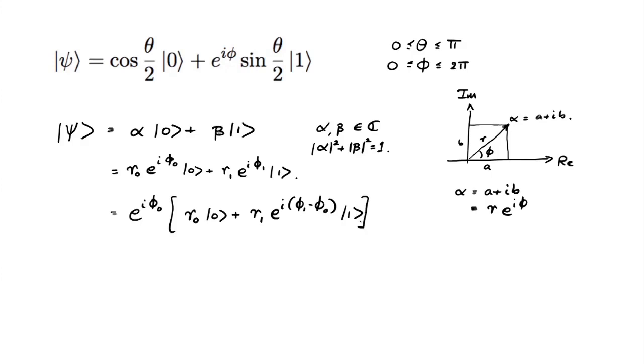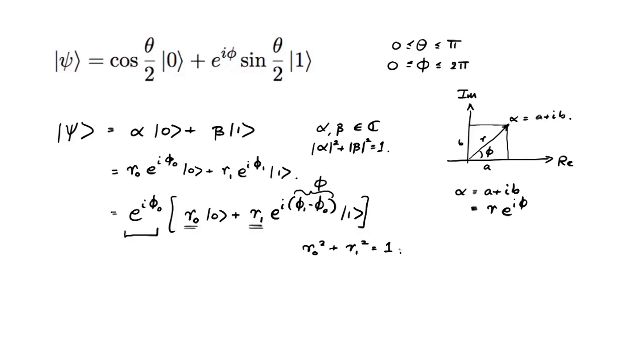Now let's realize one more thing. This overall phase is physically irrelevant. If we make any measurement on the system, this overall phase is not going to make any difference at all, so we can drop it from consideration. So now to describe this quantum state, we have this parameter phi_1 minus phi_0, which we'll call phi, and then we have these positive real numbers r_0 and r_1. But remember, we have a normalization condition, so r_0 squared plus r_1 squared equals 1.